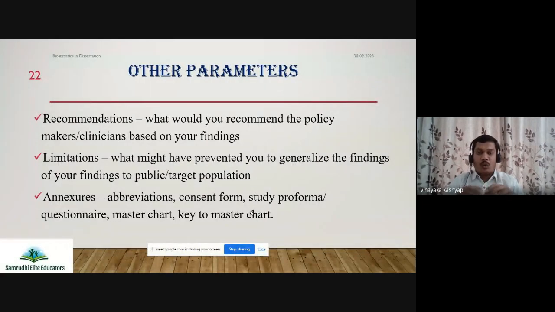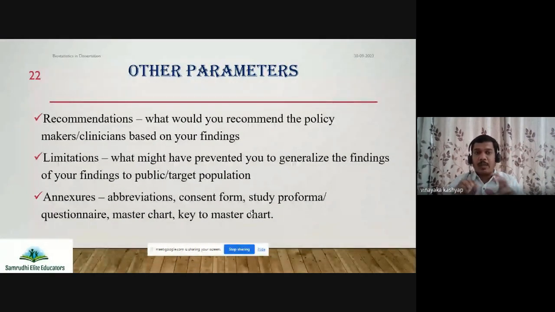Now what was the limitation of your study? One of the main things is generalization. Say you are doing a study in a particular college, you have taken only 100 patients, and you found that the prevalence of diabetic foot ulcer was 20%. Now your finding cannot be generalized to the entire India, right? Because you're taking only 100 samples and trying to replicate it to the 130 crore population. It is not possible. So that will be a limitation.